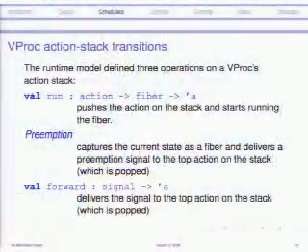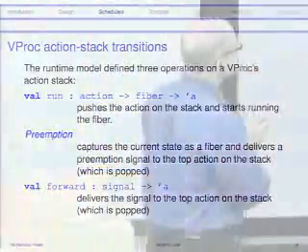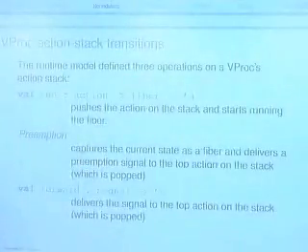We have three operations that work on these vprocs. The first is run: you have some computation, some fiber, and you want to run it on the vproc. You provide a scheduler action and the fiber, and it pushes the action onto the stack and starts running the fiber. Then we have preemption, which is delivered by the runtime system. It captures the current state of the computation as a fiber, wraps it up in a preempt signal, and passes it to the topmost scheduler action. So in a simple preemptive scheduling situation, when you start running the thread, you push on your preemption handler. When the preempt signal comes along, it gets popped off and deals with the signal.